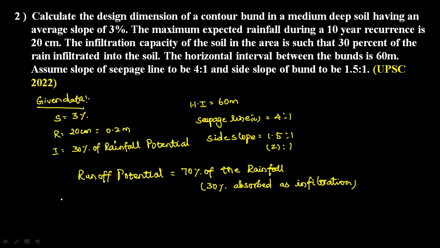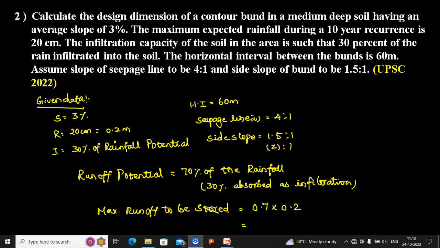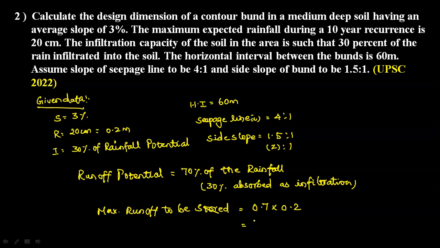So maximum we can find the maximum runoff to be stored. Maximum runoff stored is equal to 70% means 0.7 into rainfall, they had given 0.2. So the answer becomes 0.14 meter. Maximum runoff to be stored.